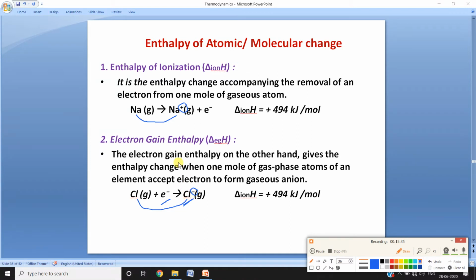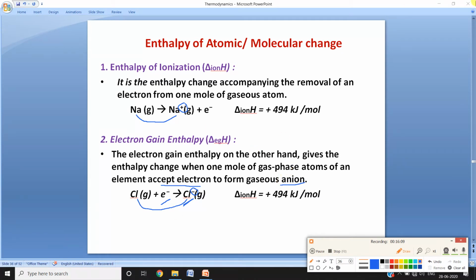So what is the electron gain enthalpy? The electron gain enthalpy, on the other hand, gives the enthalpy change when 1 mole of gas phase atoms of an element accepts an electron to form a gaseous anion. That is called the electron gain enthalpy.